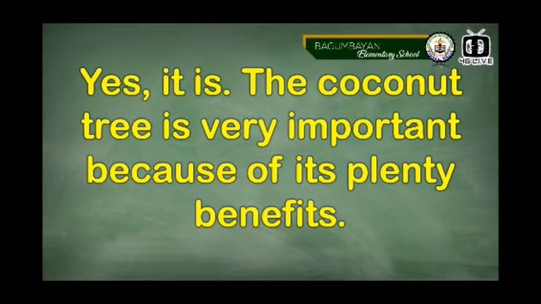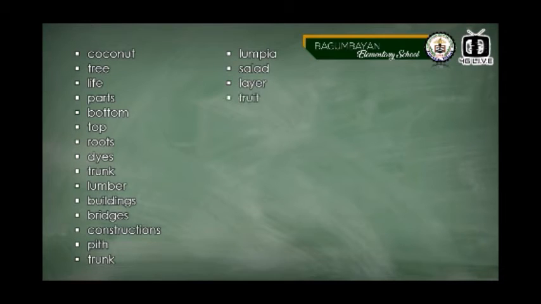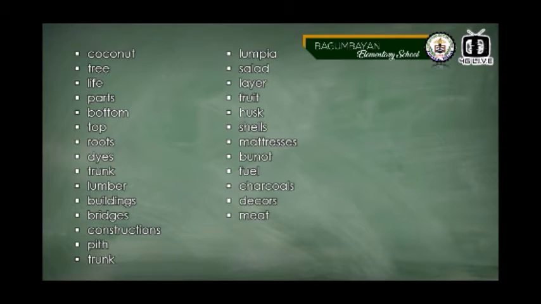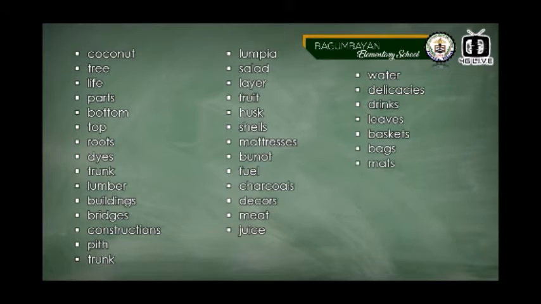There are underlined words in the text. These are coconut, tree, life, parts, bottom, top, roots, dyes, trunk, lumber, buildings, bridges, constructions, pith, trunk, lumpia, salad, layer, fruit, husk, shells, mattresses, bunot, fuel, charcoals, decors, meat, juice, water, delicacies, drinks, leaves, baskets, bags, mats, and broomsticks.